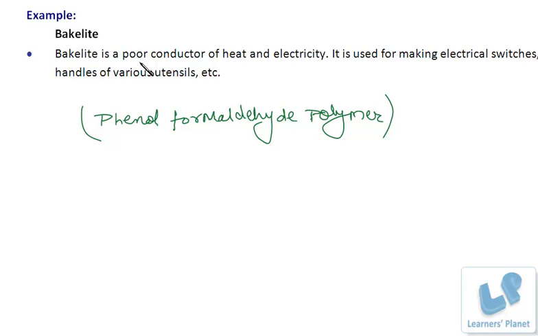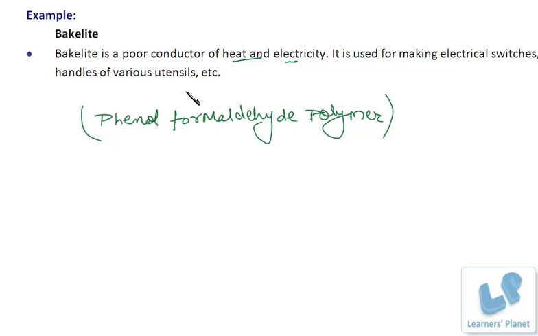So Bakelite is a poor conductor of heat and electricity, and it is very hard. It is used for making electrical switches and handles of various utensils. As it is a poor conductor of heat and electricity, it can be used for making handles of utensils. But you can't just put that handle over the flame of a gas. No, you can't heat it. It will get melted again, but it cannot be remolded.